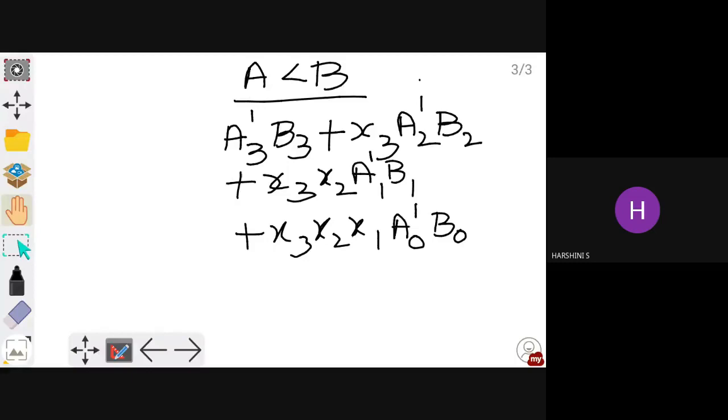So you have to use the algorithm method. That is, you have to obtain the Boolean function for a equal to b, a less than b and a greater than b depending upon the algorithm, and then you can draw the logical diagram.